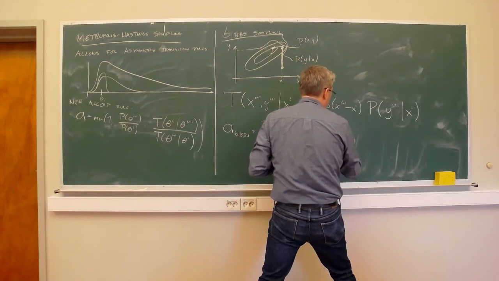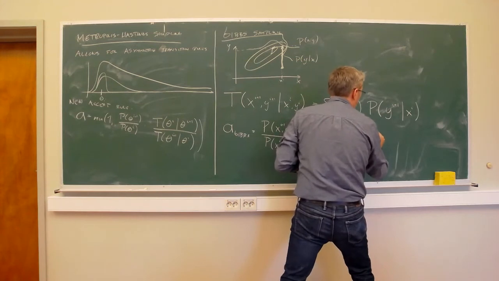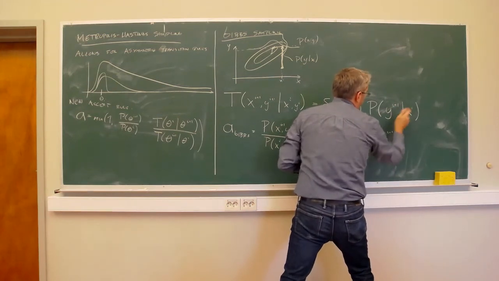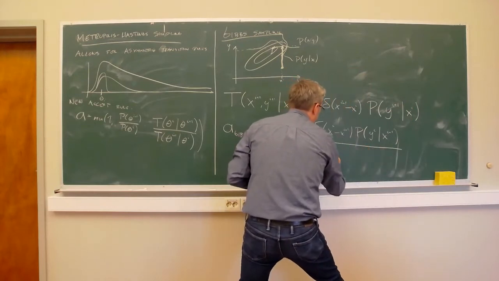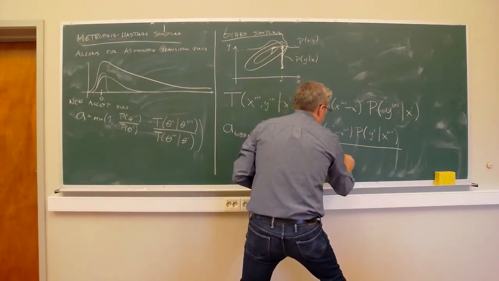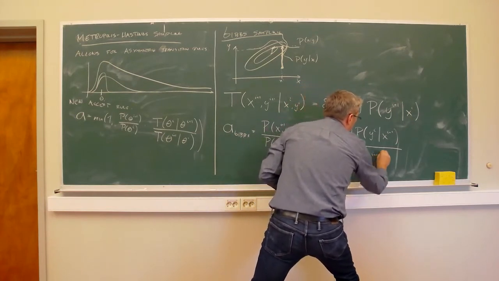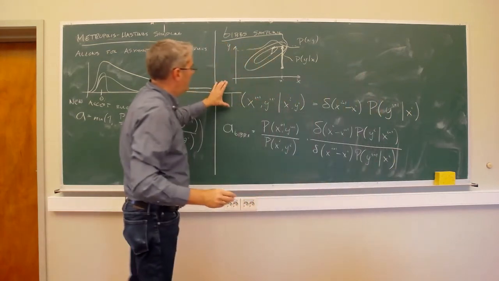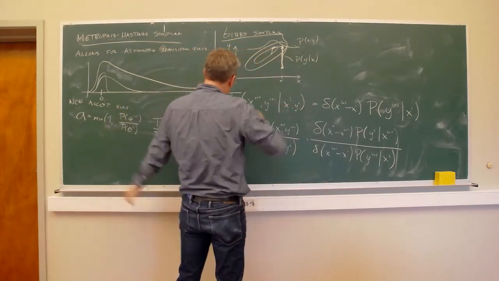Xi minus xi plus 1, P of yi given xi plus 1, so I'm switching i and i plus 1, and divide by delta xi plus 1 minus xi, P of yi plus 1 given xi. So now all I've got to do is plug in this transition rule into the Metropolis-Hastings accept ratio.